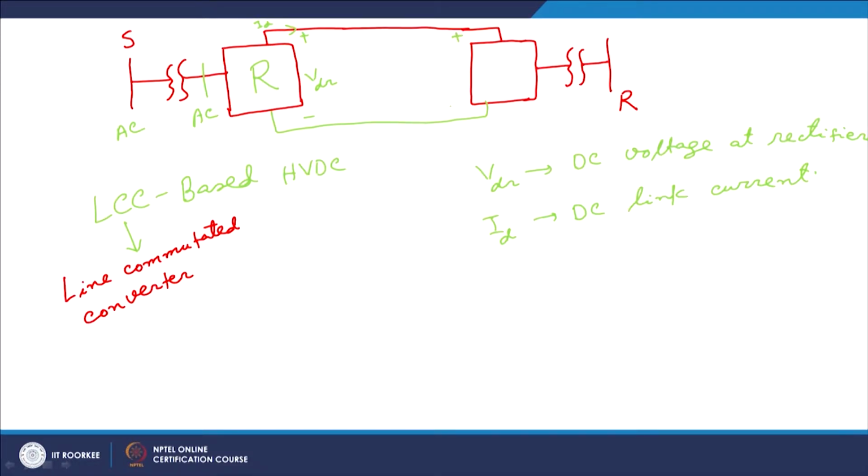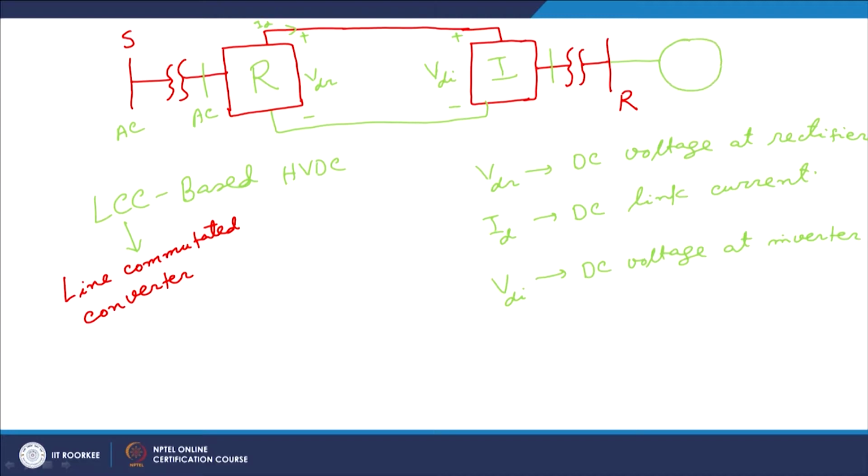So, then therefore, at the inverter side also I have got another DC voltage which is denoted as VDI. So, VDI is nothing but the DC voltage at the inverter side. So, this is working as an inverter. This inverter converts this DC voltage to AC voltage here at this point, and then from this transformer again this AC voltage is suitably increased or decreased, and then from this receiving end side it goes to the grid.